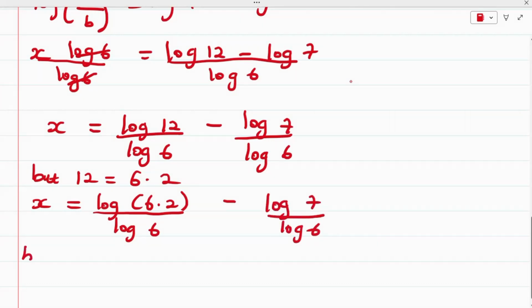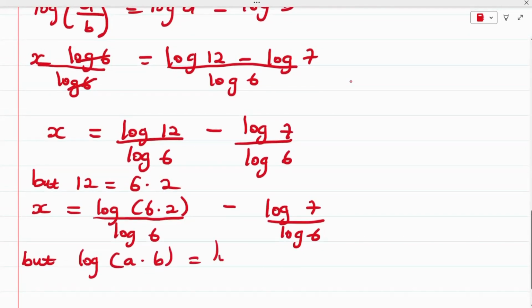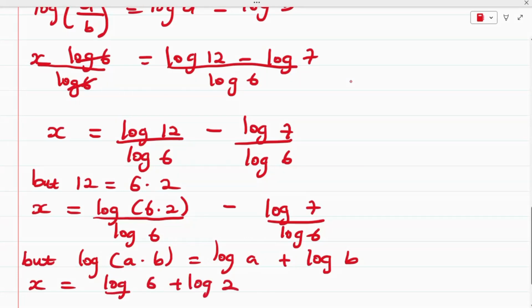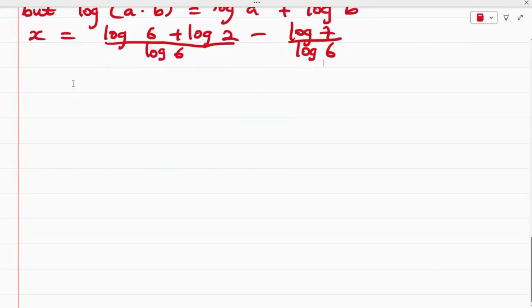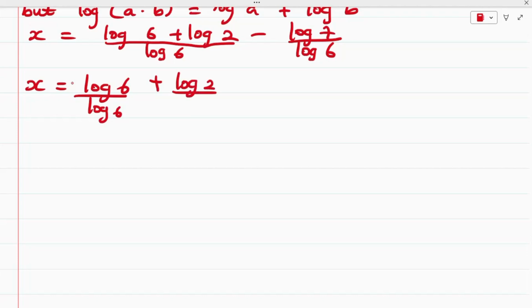But from the property of logarithm, we have that log a multiply b is equal to log a plus log b. So applying this right here, we have that x is equal to log 6 plus log 2 all over log 6 minus log 7 over log 6. So separating this, we have x is equal to log 6 over log 6 plus log 2 over log 6 minus log 7 over log 6.